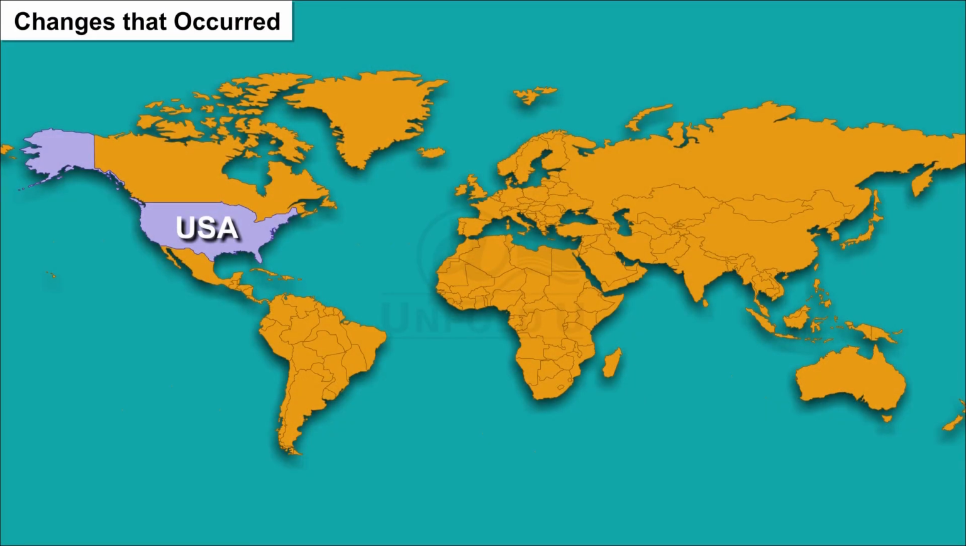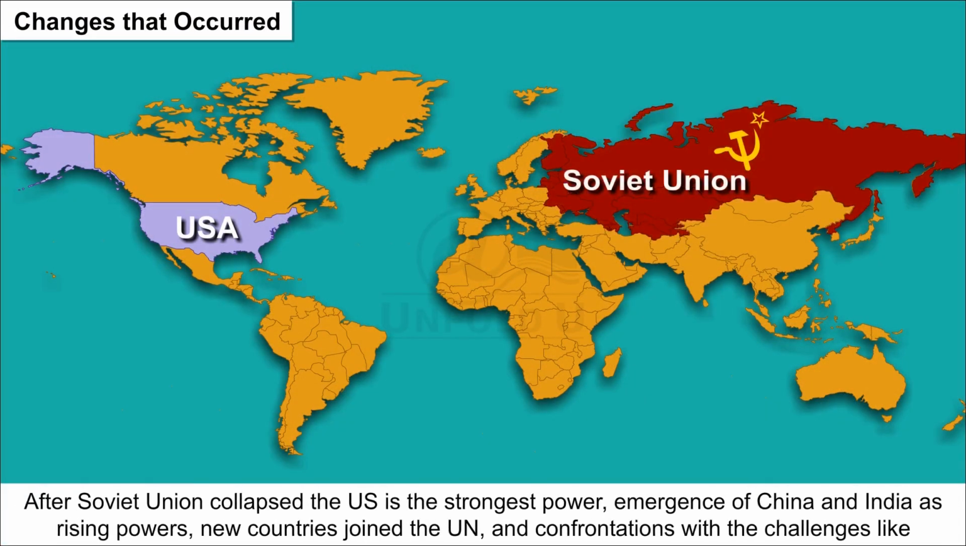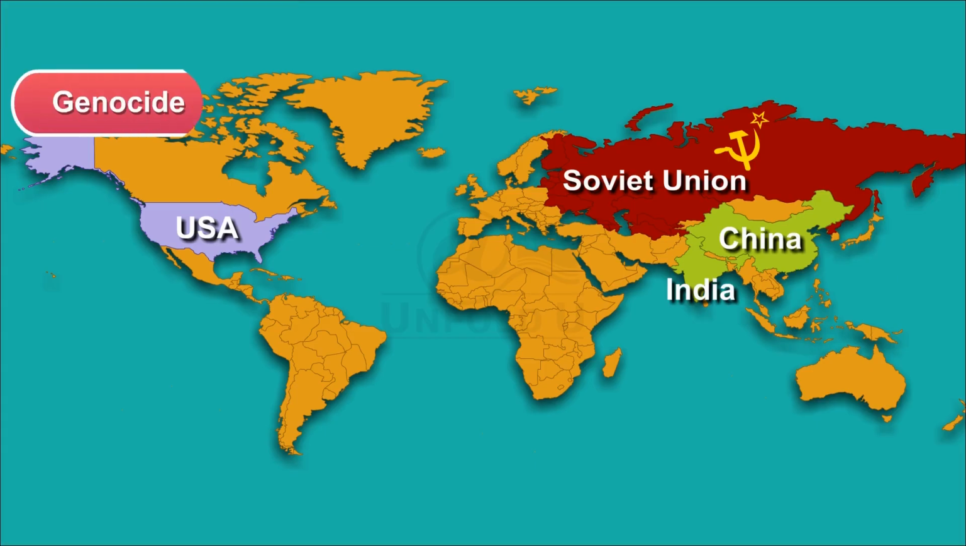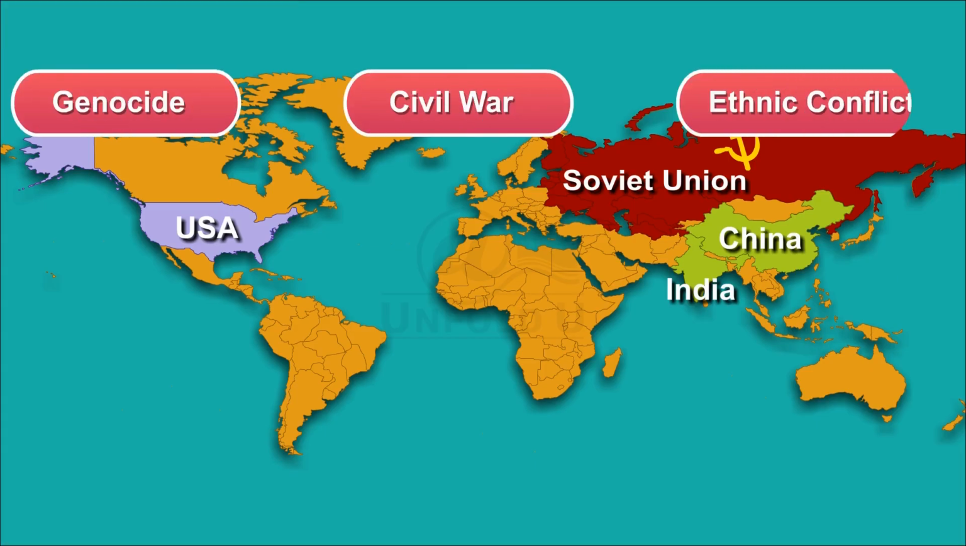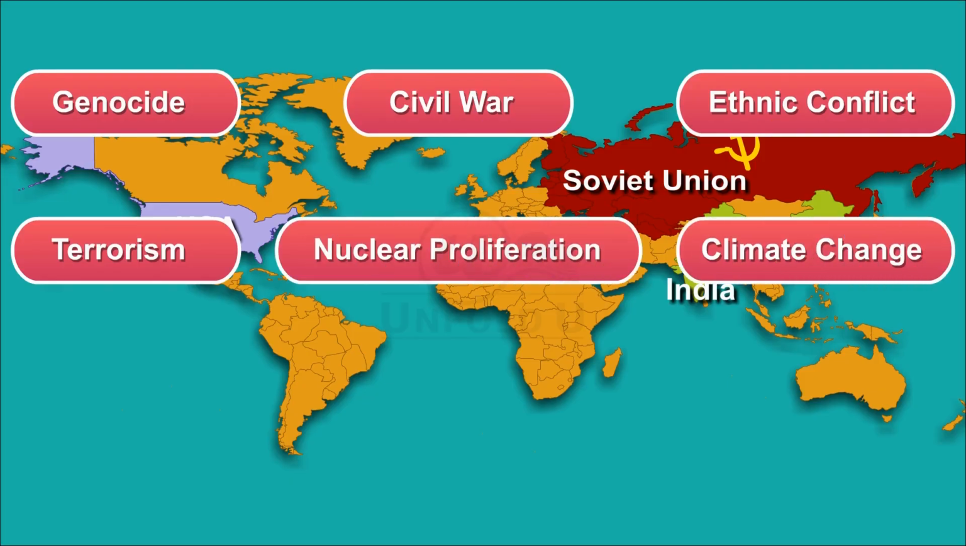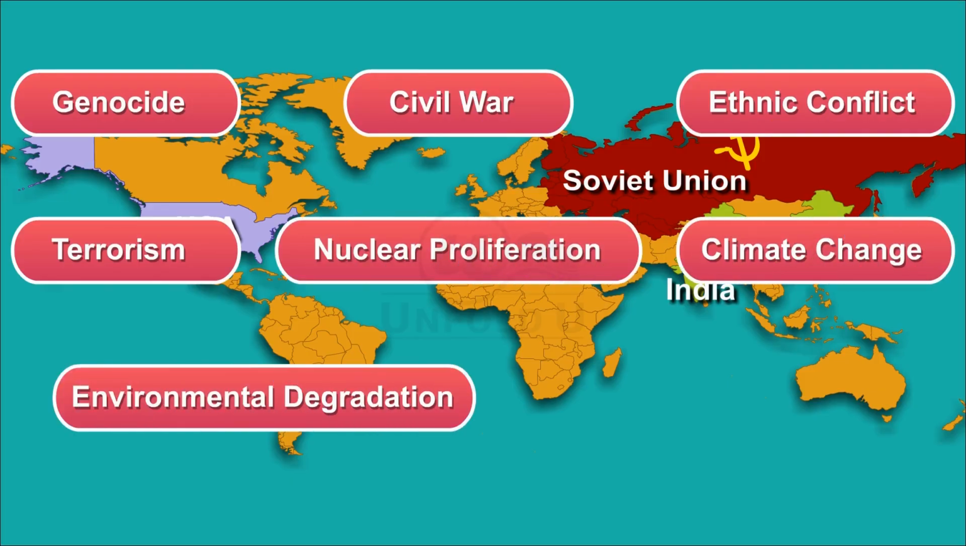Changes that occurred. After the Soviet Union collapsed, the US is the strongest power. Emergence of China and India as rising powers, new countries joined the UN and confrontations with challenges like genocide, civil war, ethnic conflict, terrorism, nuclear proliferation, climate change, environmental degradation, and epidemics.